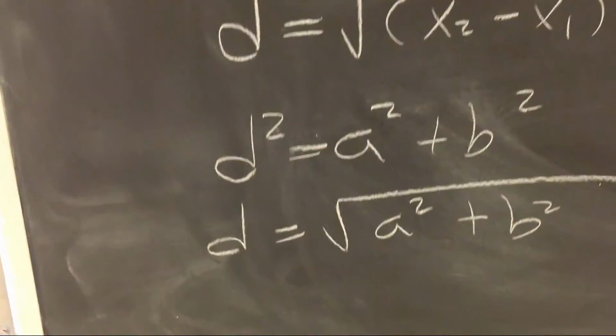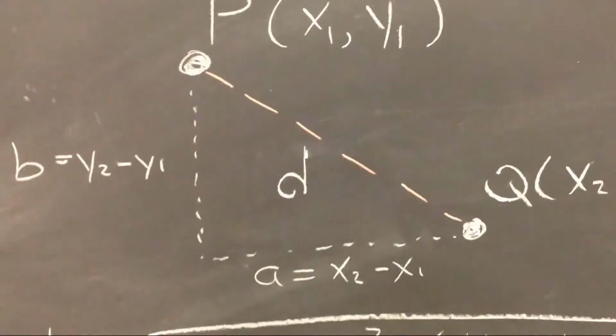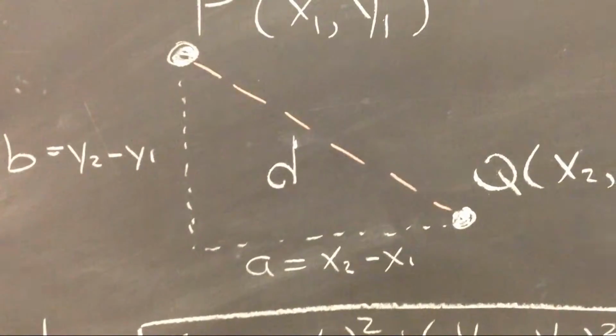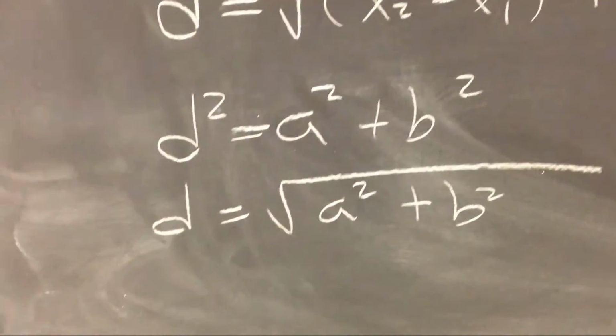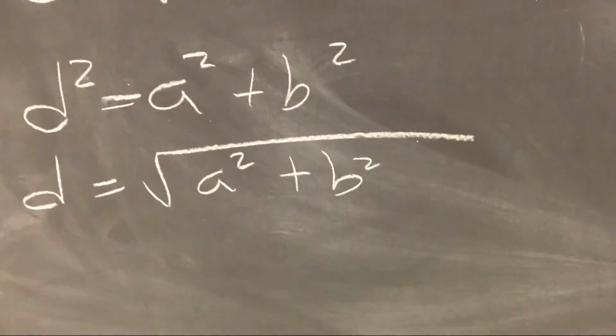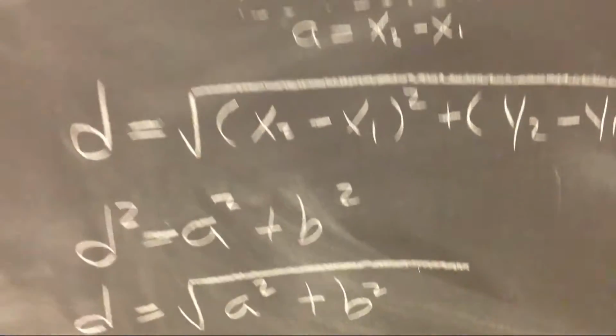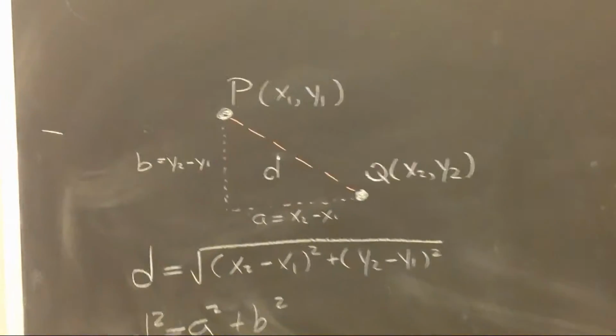Yeah, I know that's supposed to be a c, but remember, the letter doesn't really matter, and d makes more sense for distance, right, between P and Q. So in this case, d squared is equal to a squared plus b squared, and I still get that d is the square root of a squared plus b squared. So that goes all the way back to lesson 1.6.